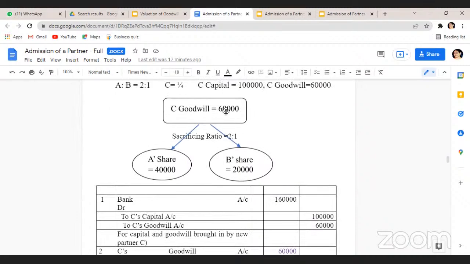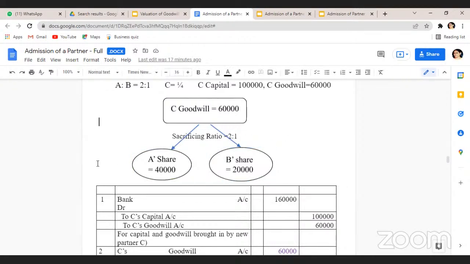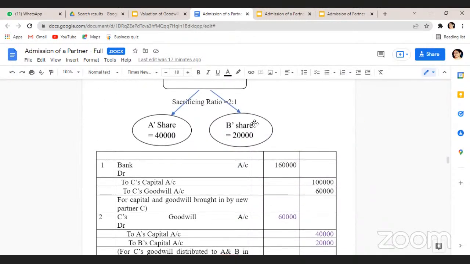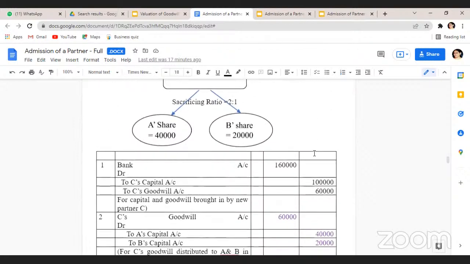Now C's goodwill, the 60,000, is to be distributed to A and B in the sacrificing ratio. How do you get the sacrificing ratio? When the question is simple, the old ratio itself becomes the sacrificing ratio. So in 2:1 ratio, distribute this 60,000. 2:1 means 2/3, 1/3. So A gets 40,000 and B gets 20,000.